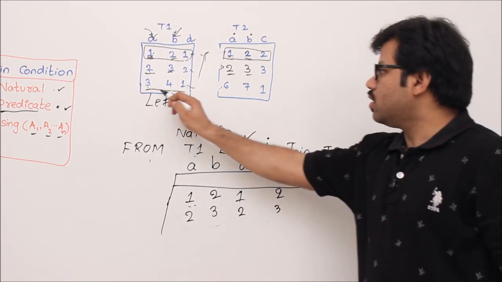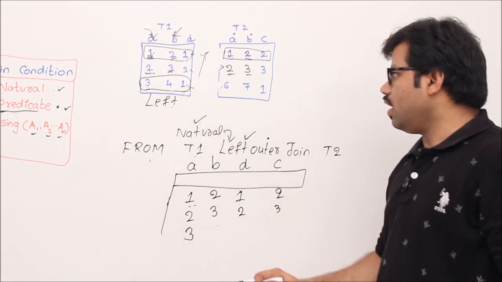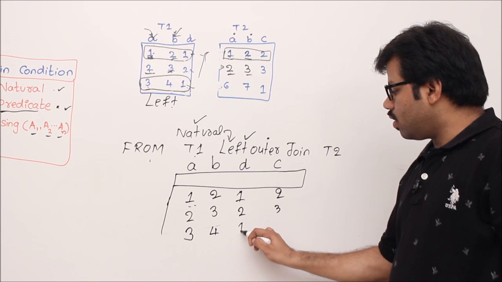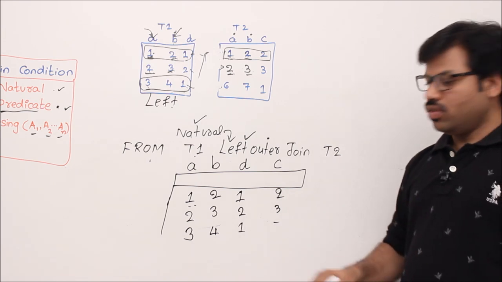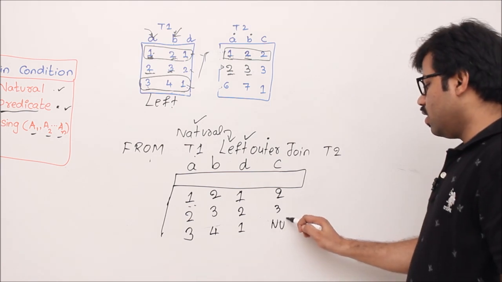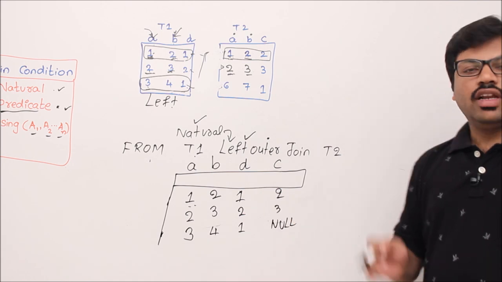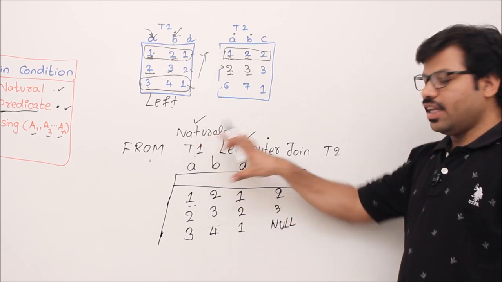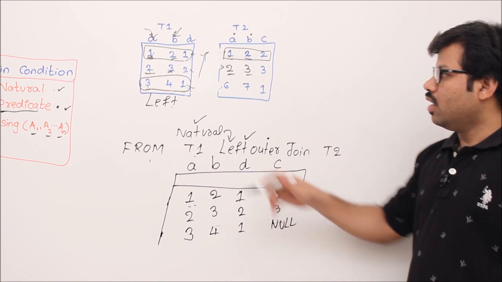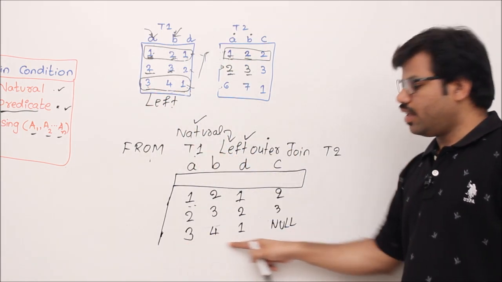What you do is, since 3, 4, 1 is not matched with anything, write it anyway as 3, 4, 1. Sir, what about the C value? For that C, we write null. We know what null is, right? So here we write null. This is called left outer join. Left outer join is nothing but an inner join followed by writing all the remaining tuples of T1 in the table.